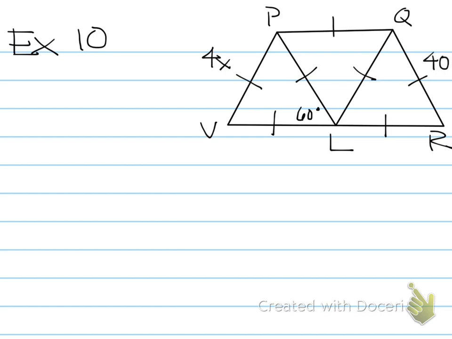In this figure, we have three congruent equilateral triangles. So all the segments in this figure are going to be congruent, so we just need to set 4x equal to 40. Solve for x by dividing both sides by 4. We get x equals 10.